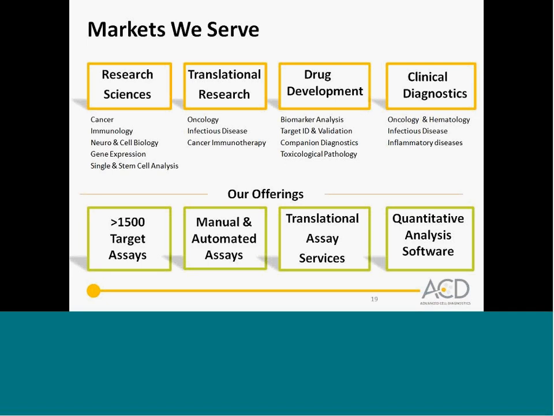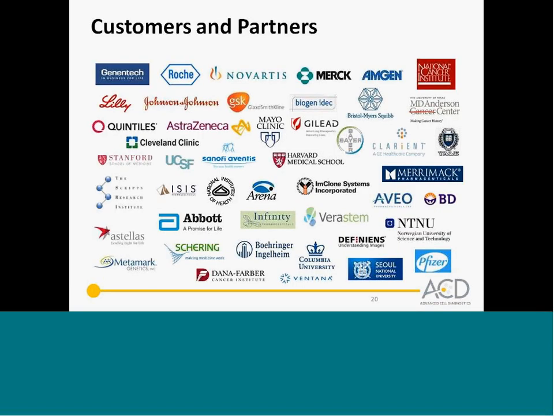Aggressive commercialization efforts. We've been expanding our product portfolio to meet needs of research scientists for basic research, translational research, drug development, and target validation, as well as clinical diagnostics in multiple disease areas. And we've expanded our product offerings as well, now having many target assays on our menu representing multiple species. We have manual and automated assays, and we have assay services, as well as a quantitative analysis software called Spot Studio. And we have a global partnership collaborative network as well as customer base. We're very well established at this point with many high-level partners.